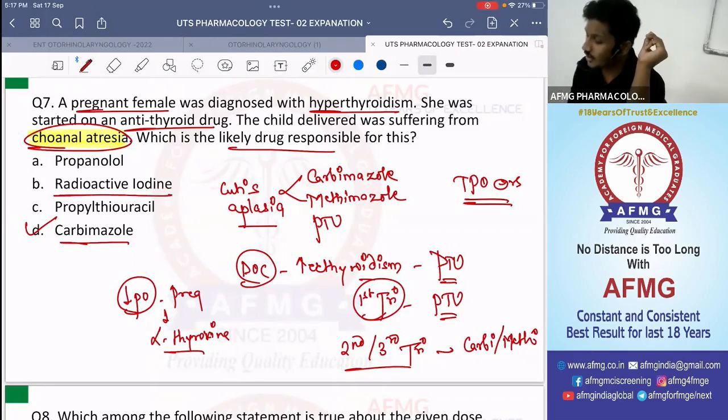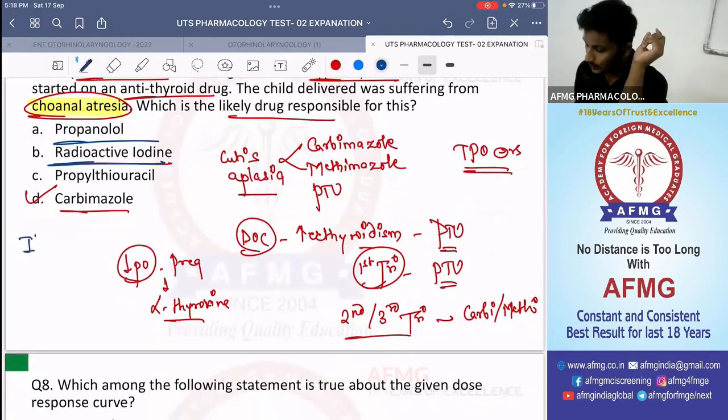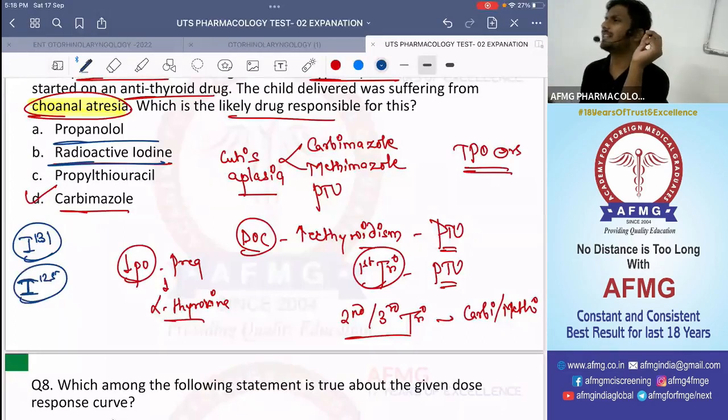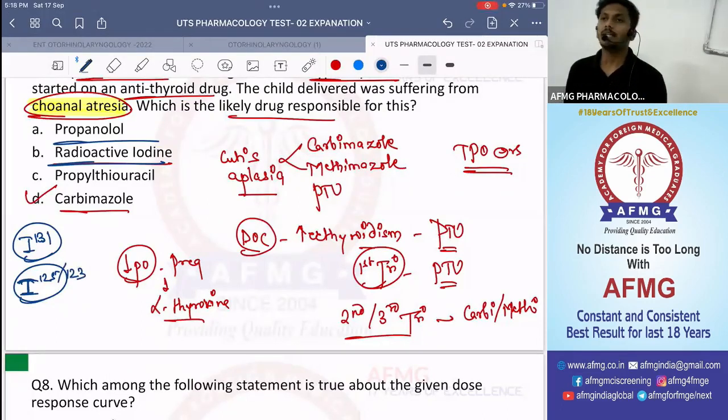And which drug is absolutely contraindicated during pregnancy? Answer is radioactive iodine. That is absolutely contraindicated in any trimester of pregnancy. Please remember this. And what is the radioactive iodine used for treatment? Iodine 131. Half-life is 8 days. And the one used for diagnosis is iodine 125. No issues with this. 123 भी use कर सकते हो, 125 भी use कर सकते हो. ठीक है? No issues with anybody. So these are used for diagnostic purposes and the half-life of these would be 13 hours. ठीक है? इसकी 8 days होगी, इसकी 13 hours होती है.